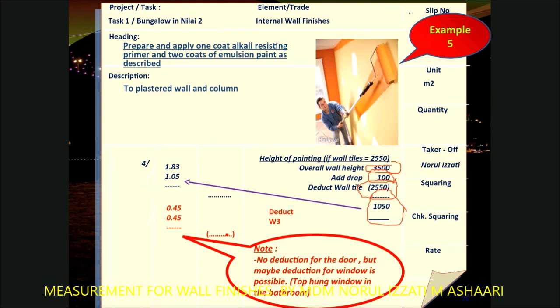And this quantity will be equal to the quantity of your plastering. Either one. If you want to measure plastering first, then you have to take this quantity. Then after that, you measure for the painting.